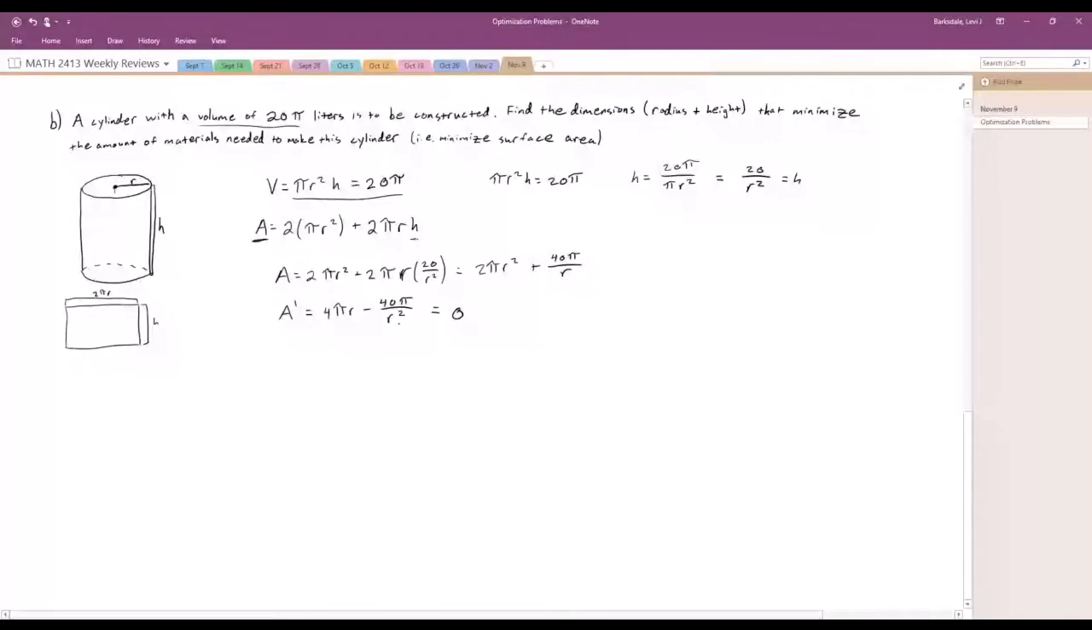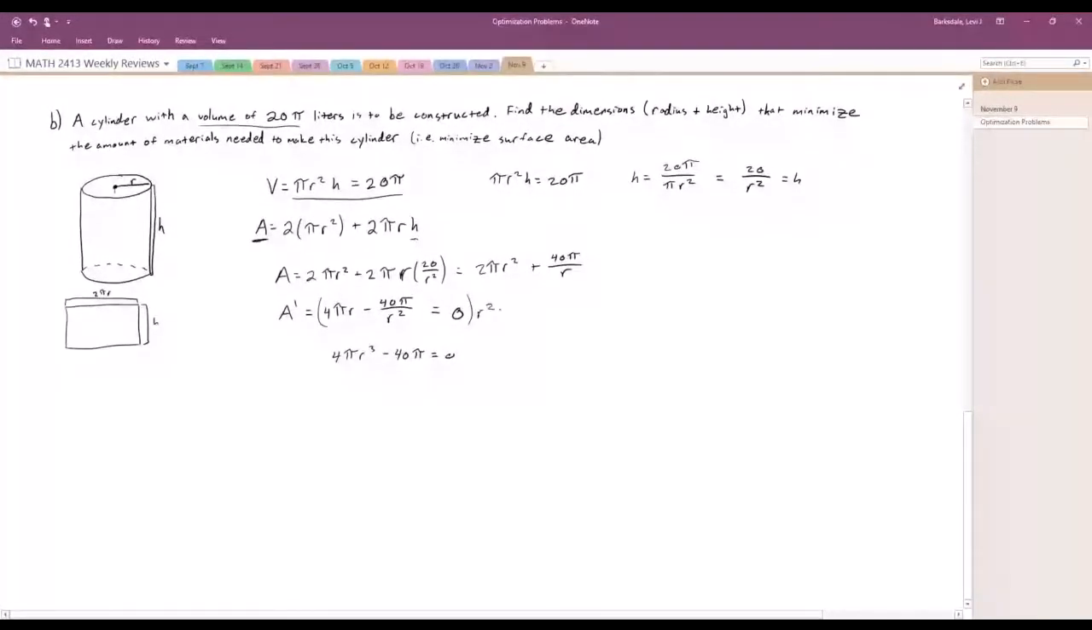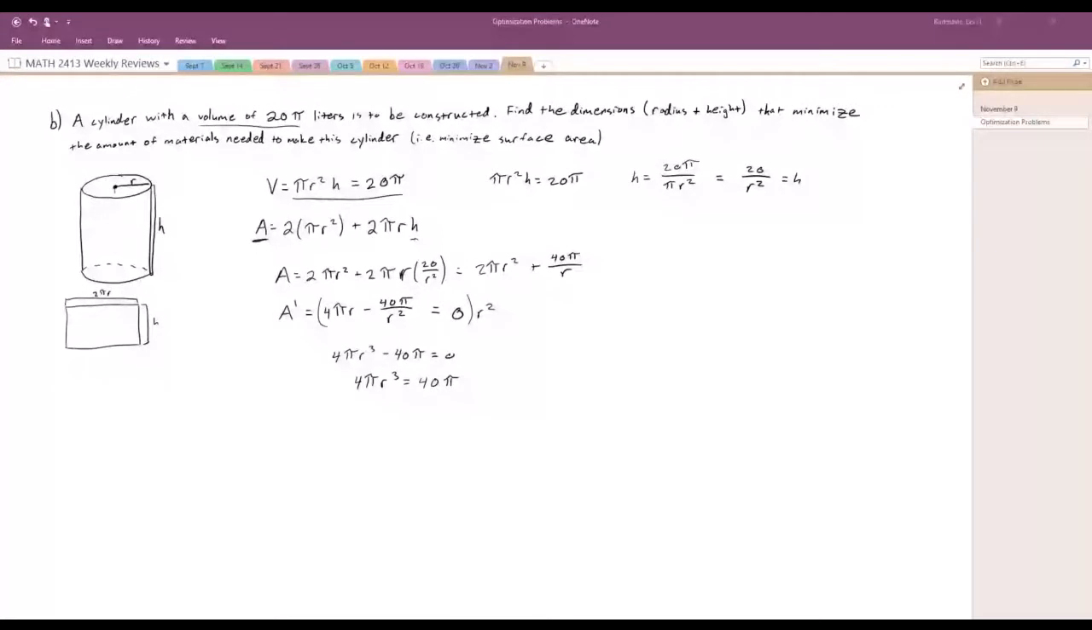Well, in order to solve this, I'm going to multiply both sides of this equation by r squared. So I get that 4 pi r cubed minus 40 pi is equal to 0. Again, all I did is I multiplied all this by r squared. Then I can move my 40 pi over to the other side. I can cancel a pi from each side, as well as 4 with this 40 and replace it with a 10. So I'm left with r cubed is equal to 10, which means that r is equal to the cube root of 10.